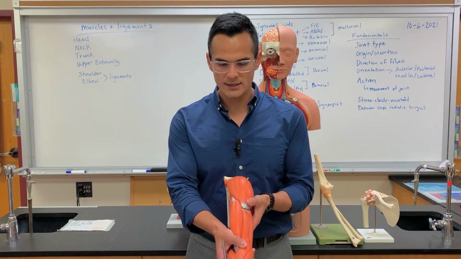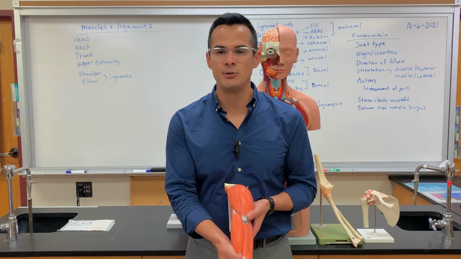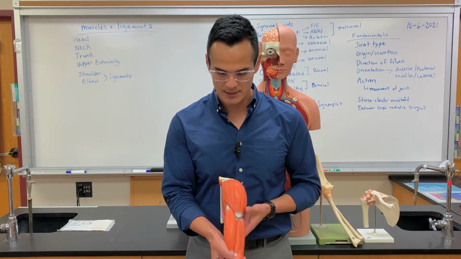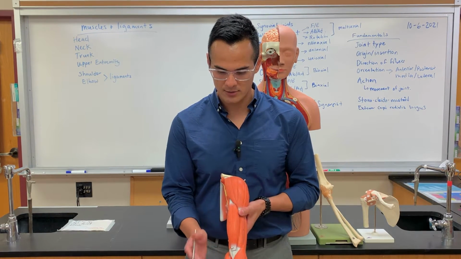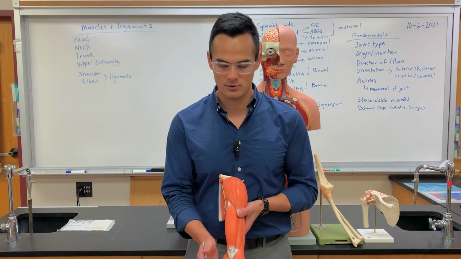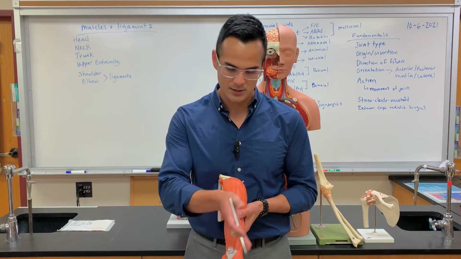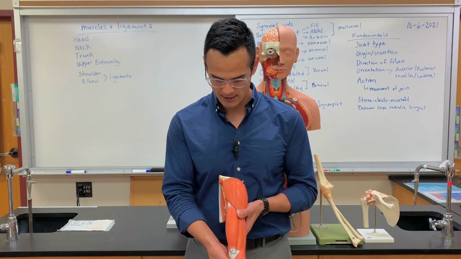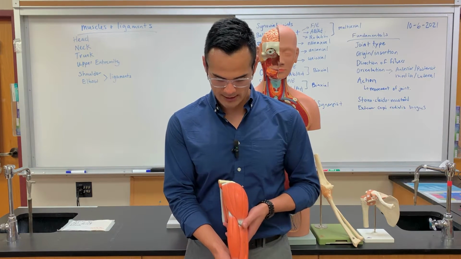So when I look at this arm model, is this an anterior view or is this a posterior view? It's anterior. And so this side, is this medial or lateral? Medial. This is medial. So that would make this part the lateral. Okay, so now we know what we're looking at.